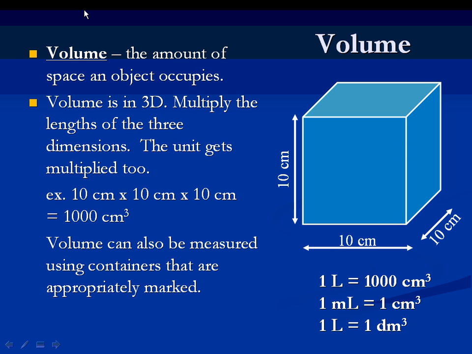Volume is just a cubic length. So if you multiply centimeters times centimeters times centimeters, you get centimeters cubed. That's a volume. 1 centimeter cubed is the same thing as a milliliter. And 1,000 centimeters cubed is the same thing as a liter.